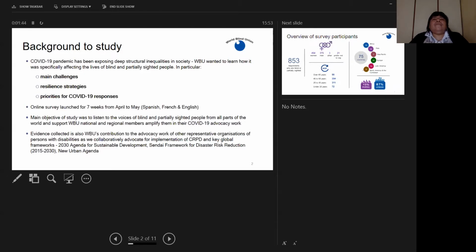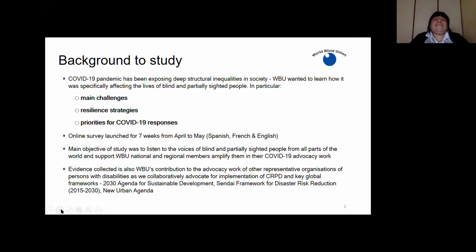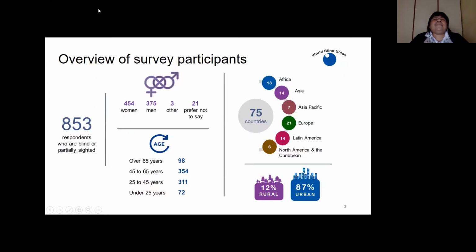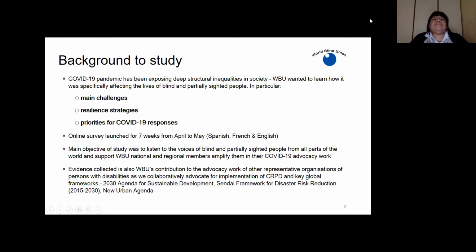Also, World Blind Union wants to share this evidence collected as a contribution to the advocacy work of other representative organizations of persons with disability, as we collaboratively advocate for implementation of the CRPD and other key global frameworks, such as the 2030 Agenda for Sustainable Development, the Sendai Framework for disaster risk reduction 2015 to 2030, the New Urban Agenda, and also other regional frameworks that we need to implement with this report.